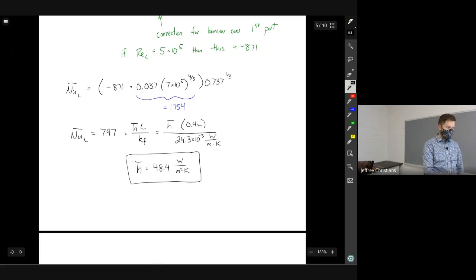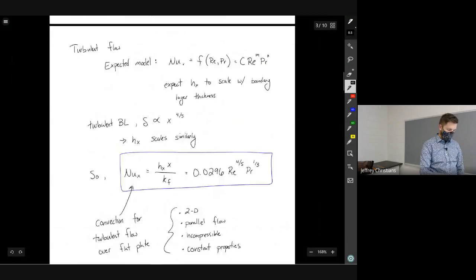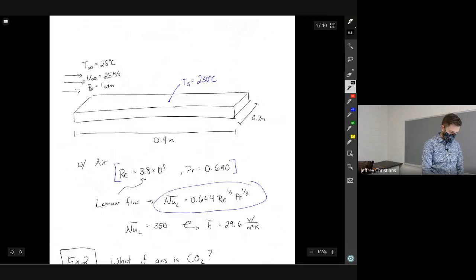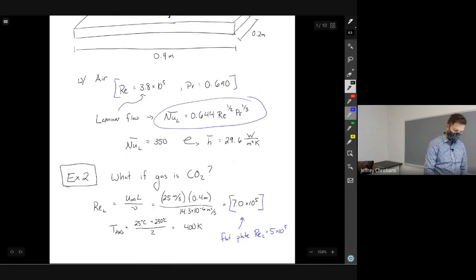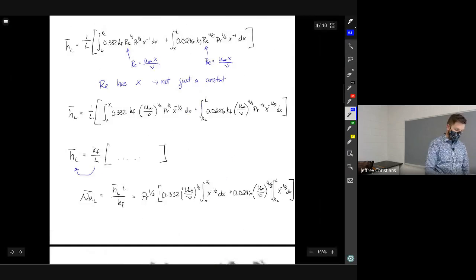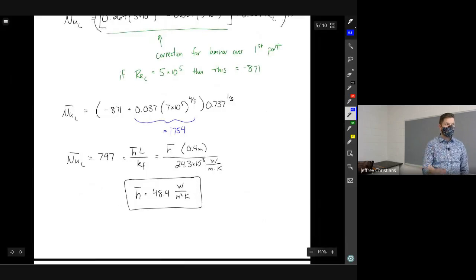So one thing I think to just take note of is if we look back at what we got for air, we got a convection coefficient of about 30. So we're almost 2 times different. The only thing we changed about the system was what gas we're using. We're using the same geometry, the same size, everything, same temperatures. We just changed out the gas.